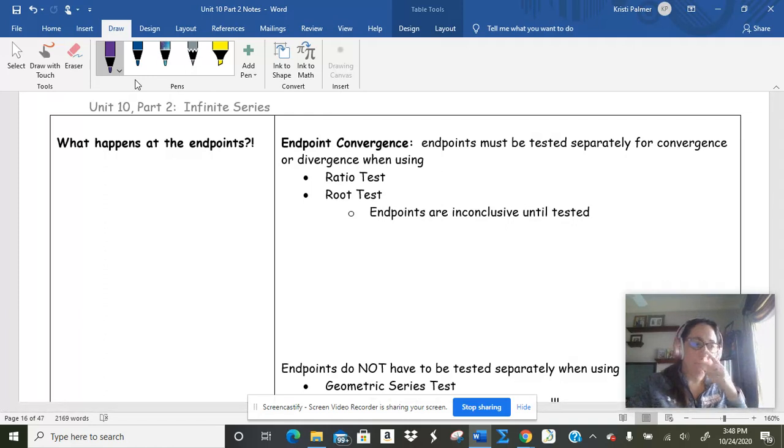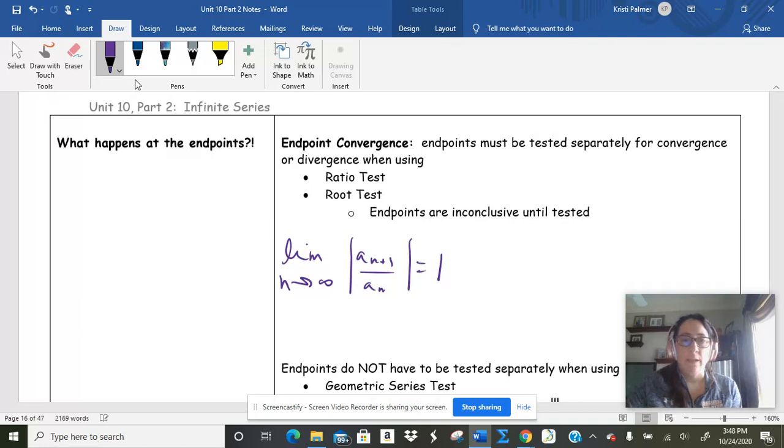So we've kind of talked about when I have the endpoints, that's where the limit as I go to infinity of that a sub n plus 1 over a sub n equals 1. So that's where they are inconclusive. Or IDK, as we like to say. So we have to go figure out what the endpoints will do by plugging them in separately and using one of the tests we learned back in part 1.